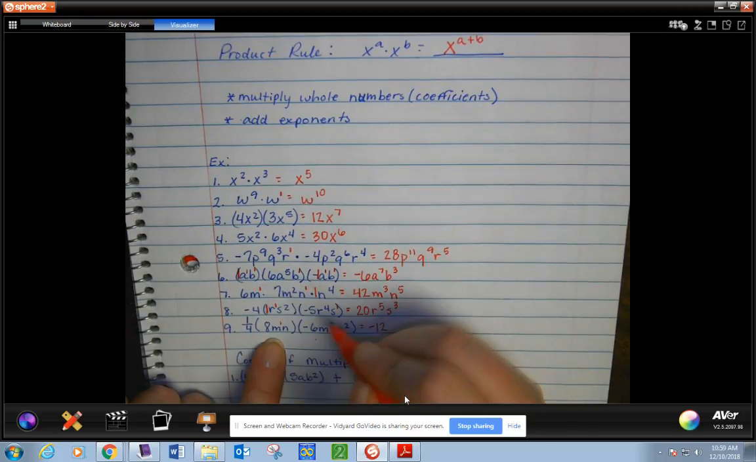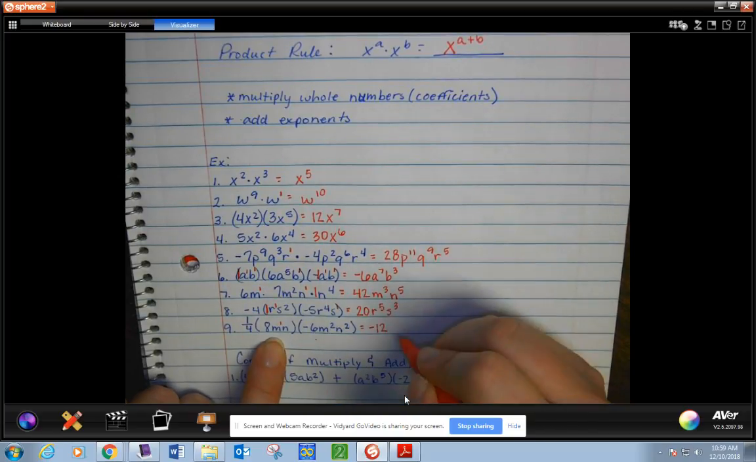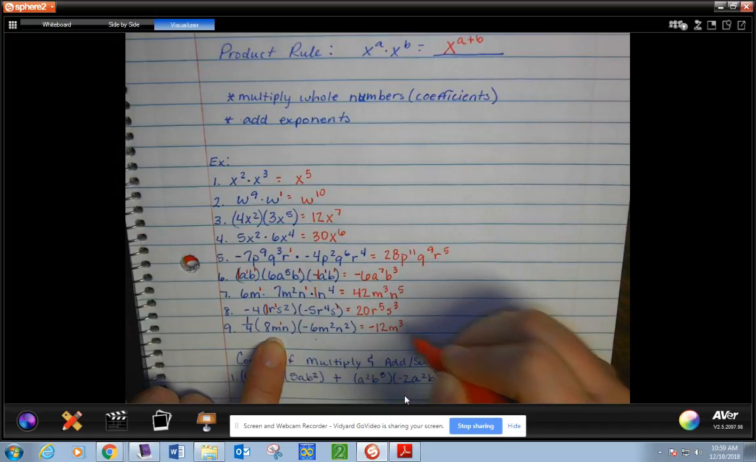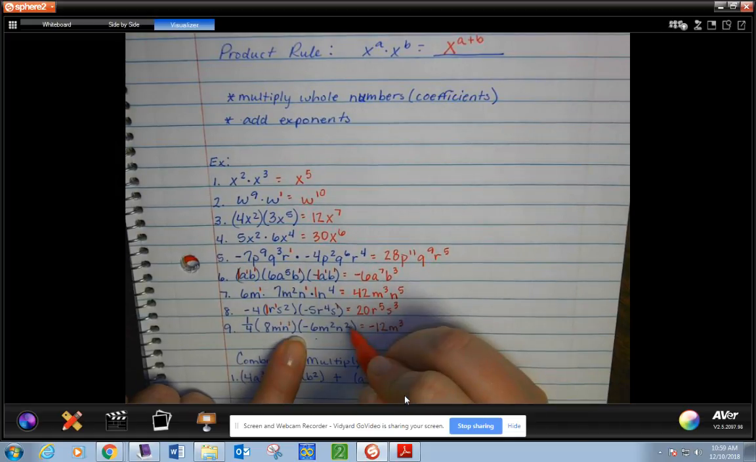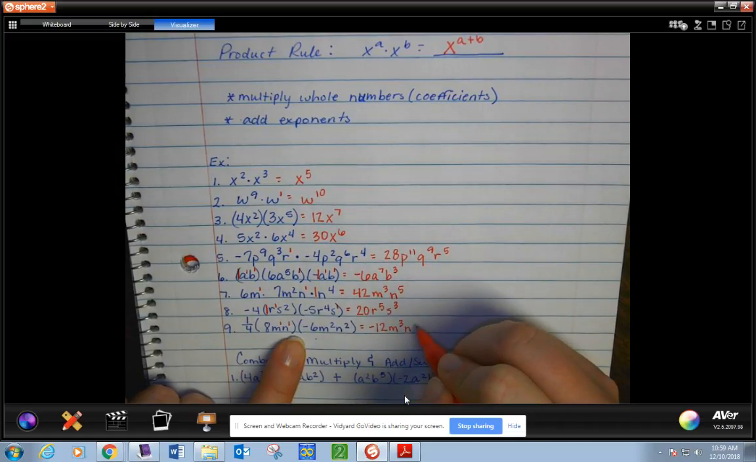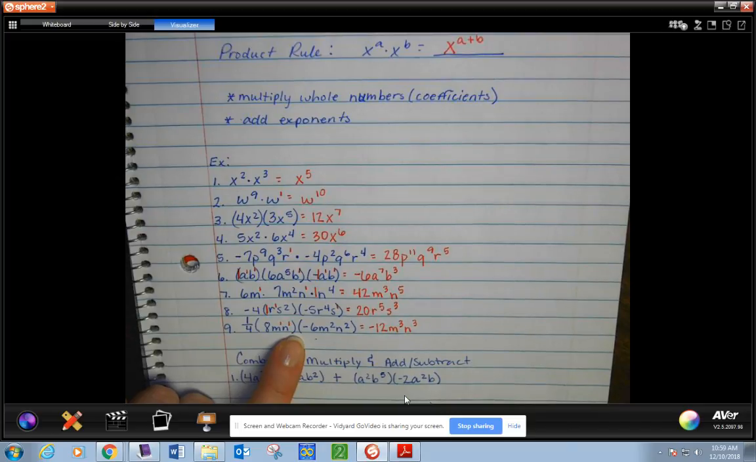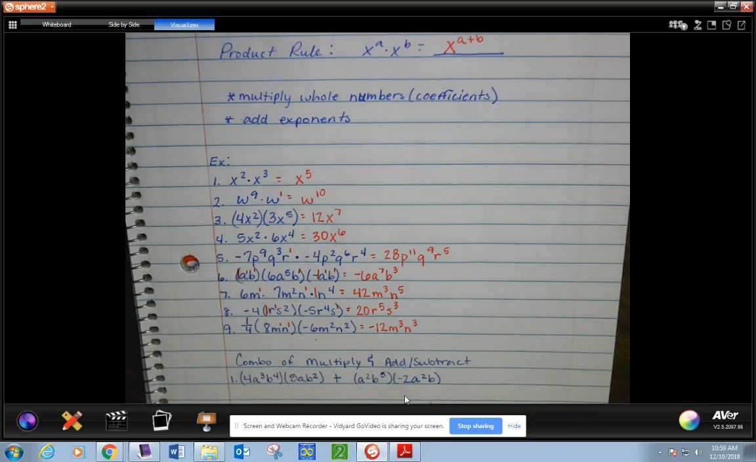I have an m1 and an m2, so 1 plus 2 makes m3. I have an n1 and an n2, so 1 plus 2 makes n3. Okay, that's your product rule.